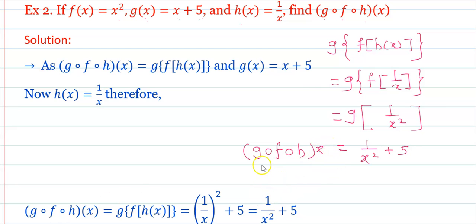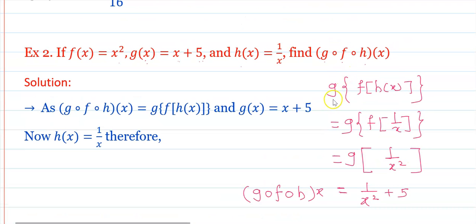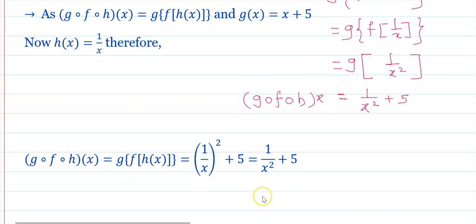Therefore, g o f o h of x is equal to 1 upon x squared plus 5. I will repeat here again. g of f of h of x. h of x is 1 upon x. f of 1 upon x means what? Whatever quantity is here, it's a square. Therefore here 1 upon x squared. And what is the g of x? Whatever is here, add plus 5. That is 1 by x squared plus 5. And hence this is the answer.